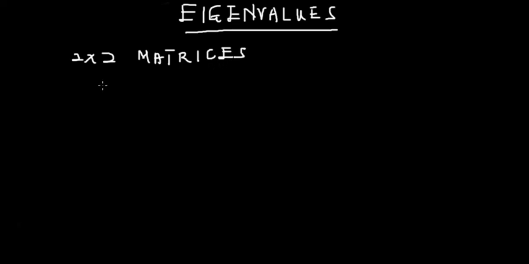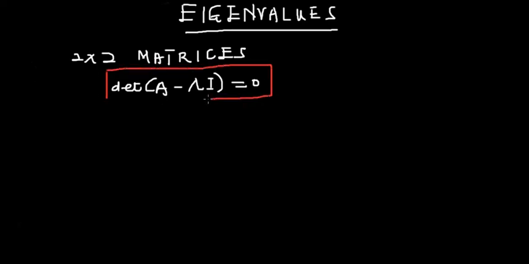Right, so with a 2x2 matrix, you just need one formula. It's very important. It's the determinant of the matrix itself minus the eigenvalue times the identity matrix, and you equate that to 0. This is the most important formula you need to know. Very important. Let's proceed from there.